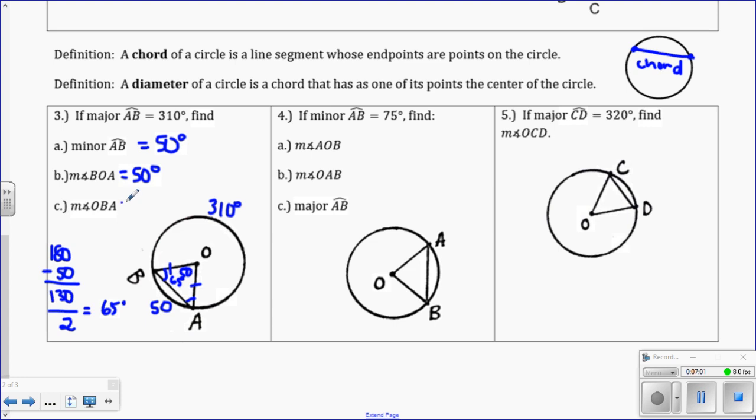You're not going to know right away it's an isosceles triangle. You have to think about it using the radius, that they're congruent, and then go from there. Okay, do the rest of the sheet, 4 and 5.